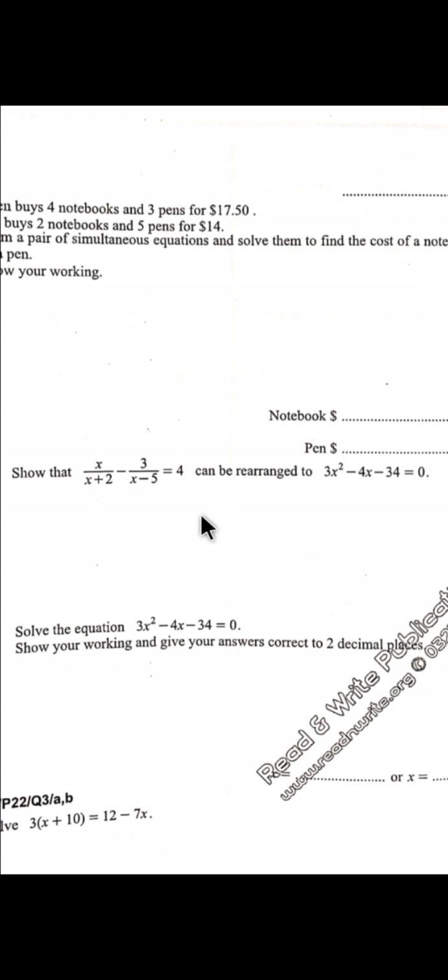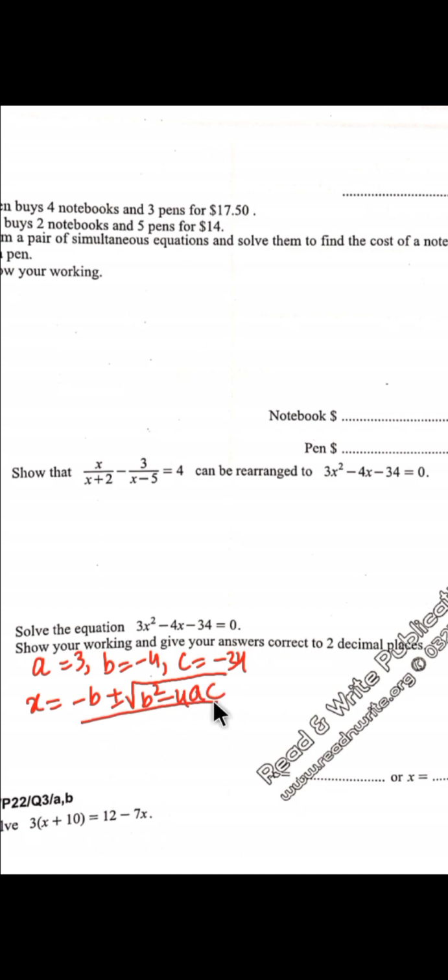In the next part, we need to solve the equation 3x squared minus 4x minus 34 is equal to 0, and the answer should be correct to 2 decimal places. Okay, so here we can apply the quadratic formula, or we can use completing the square method or factorization. The quadratic formula is quite easier. So here we can see a is equal to 3, b is equal to minus 4, and c is equal to minus 34. Now using the quadratic formula, which is x is equal to minus b plus minus square root of b squared minus 4ac over 2a.